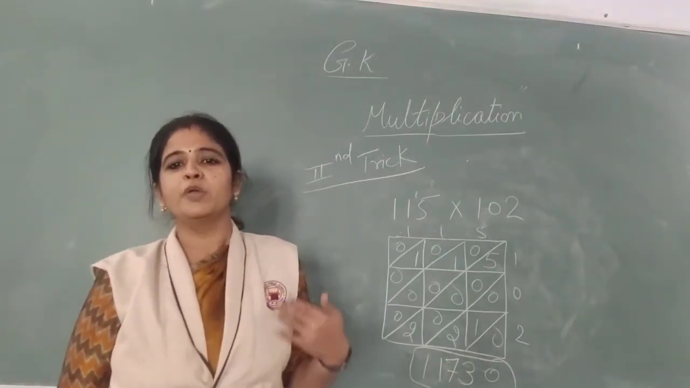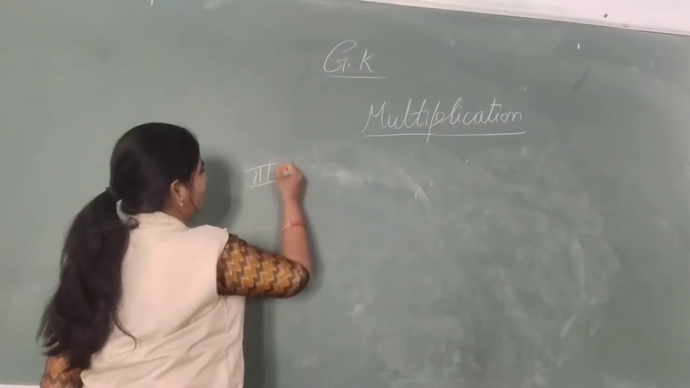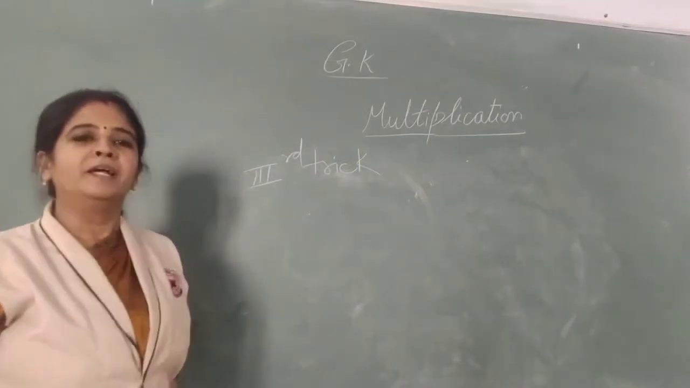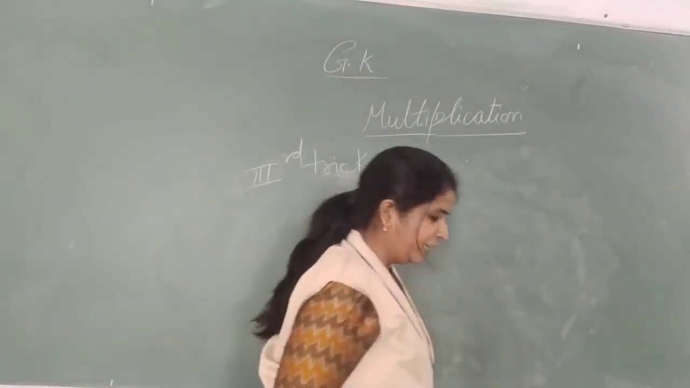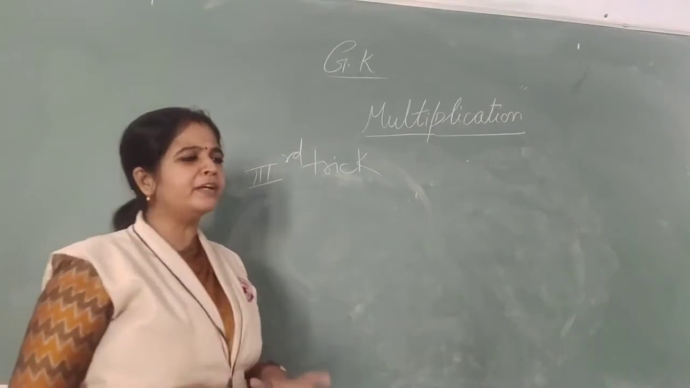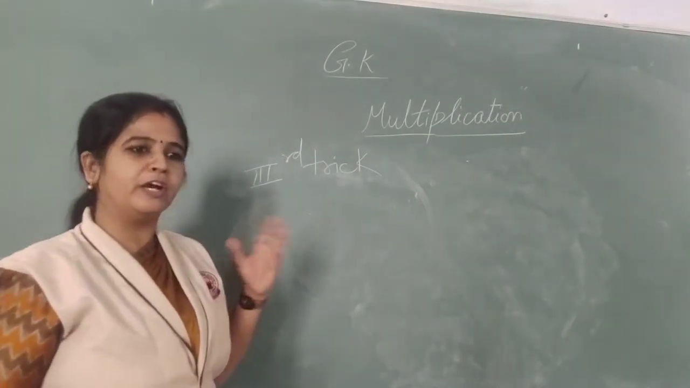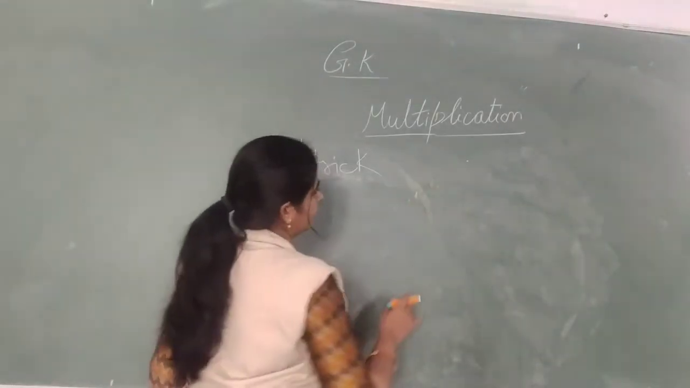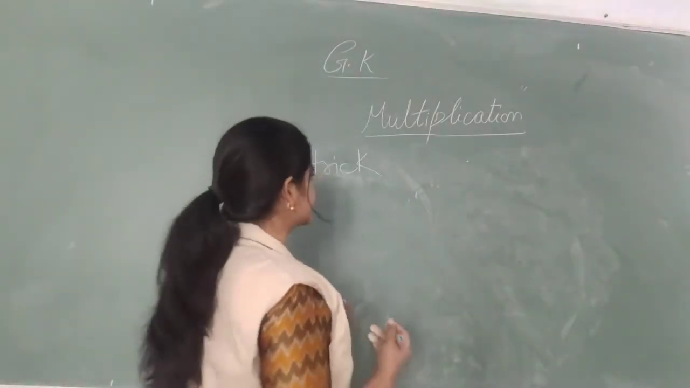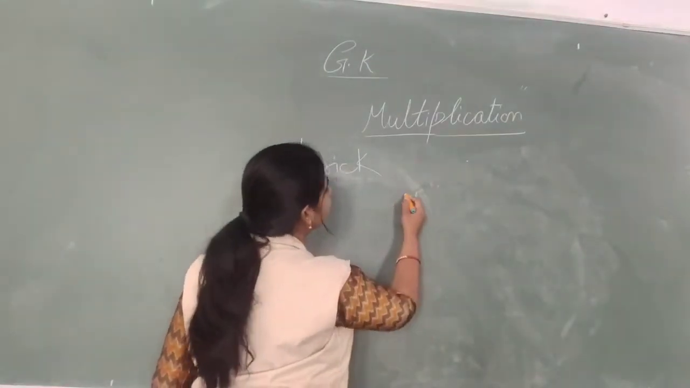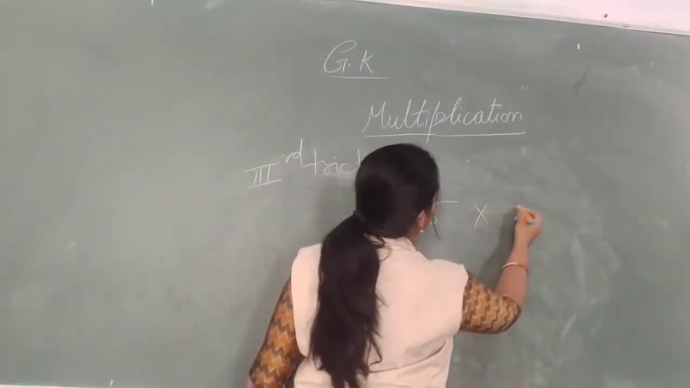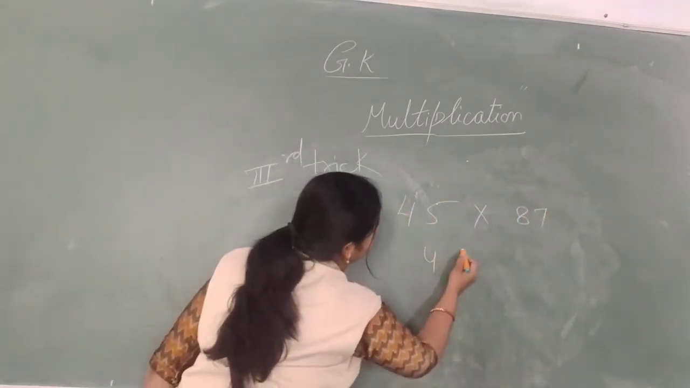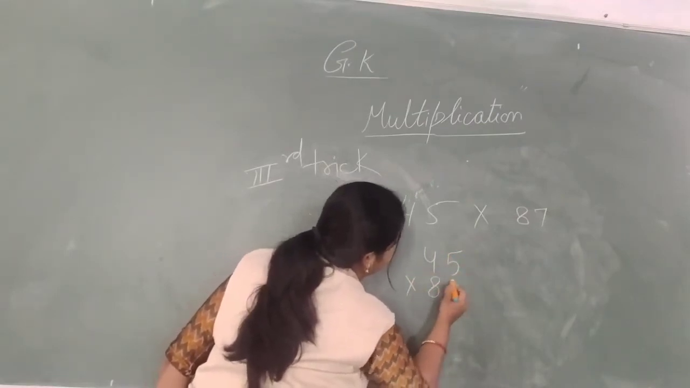Now I will tell you one more trick. The third trick is just similar to the traditional trick which you have learnt in your previous classes for multiplication. Just try to understand. Maybe it is a little bit typical for you to learn. Suppose I want to multiply 45 by 87. So you write 45 multiplied by 87.